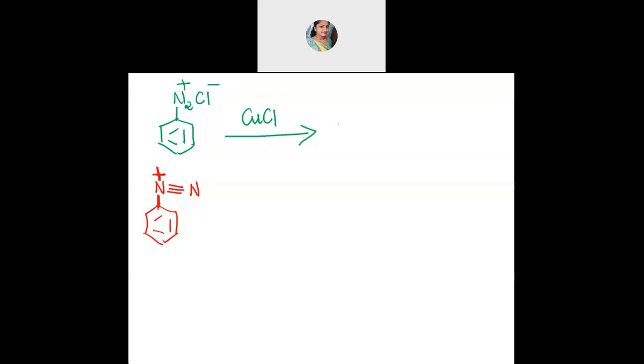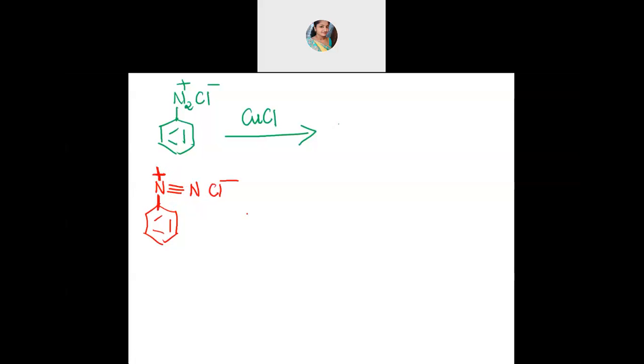See, 1 bond on this side with the benzene. Remaining 3 bonds they are making with the nitrogen. So on the whole, there are 4 bonds. So this nitrogen carries positive charge. Since a molecule is positively charged, it will obviously attract a negative ion. So chloride gets attracted towards this molecule.